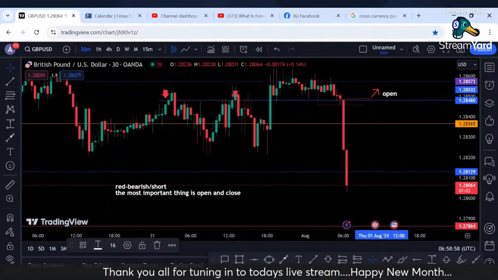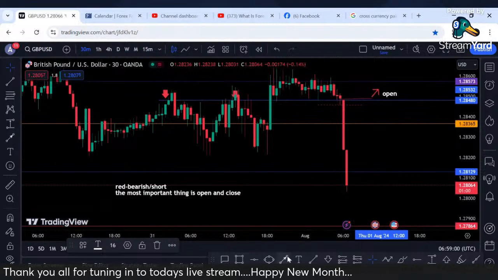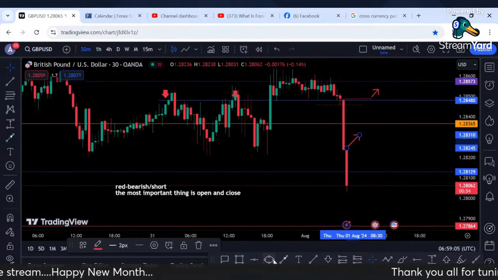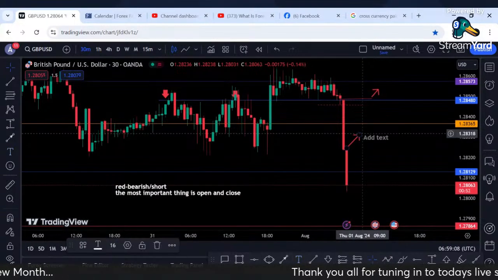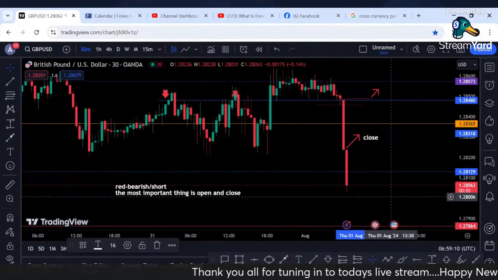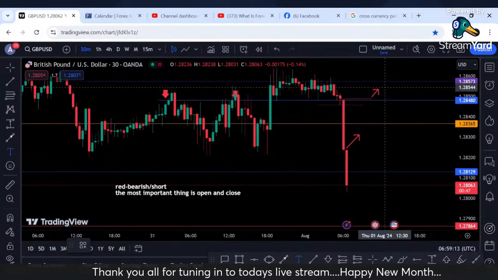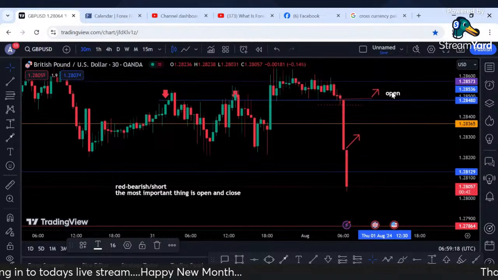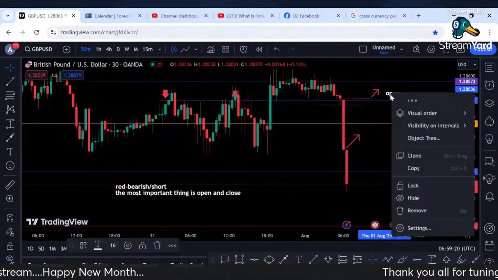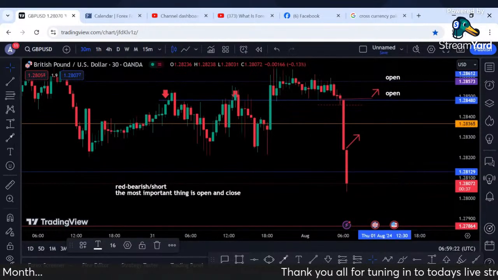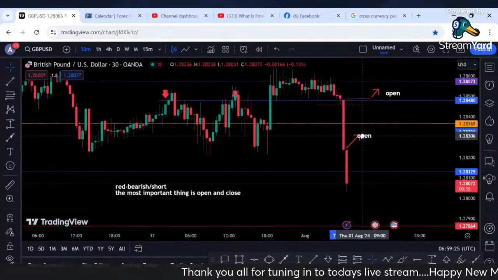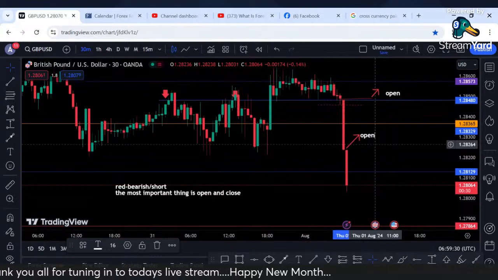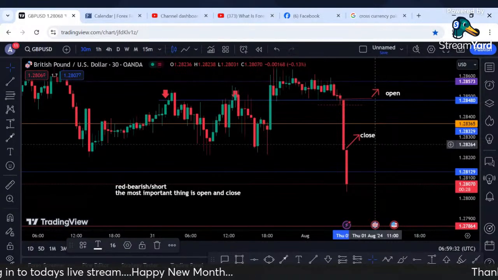This is going to be the opening price, and this is going to be the closing price. This is where it closed, and this is the opening. So the color of the candle doesn't matter. So what's going on? This is the close.